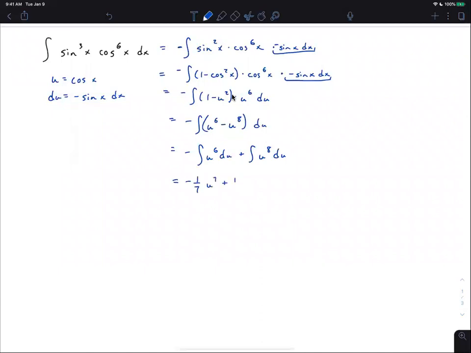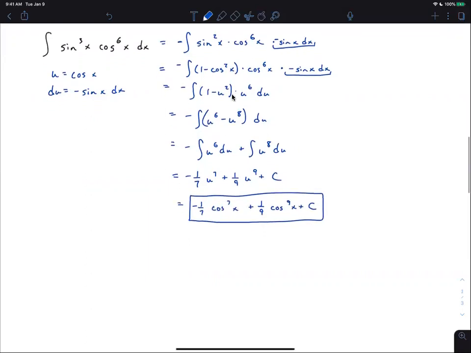That's then negative 1/7 u to the 7th plus 1/9 u to the 9th plus c. And now we've got negative 1/7 cosine to the 7th x plus 1/9 cosine to the 9th x plus c. And that's the answer on this problem. All right, any questions at all on that? Feel free to ask if you do have any. You can put it in the chat or unmute yourself, that's fine.